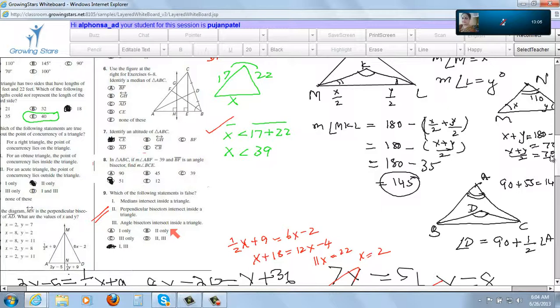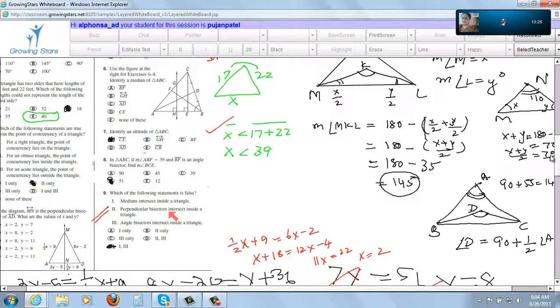Okay, so you can continue with this same worksheet and finish off the rest of it. So would the answer be B? Which question? For 9? For 9, yeah, B. Two only, because it's only the perpendicular bisectors.